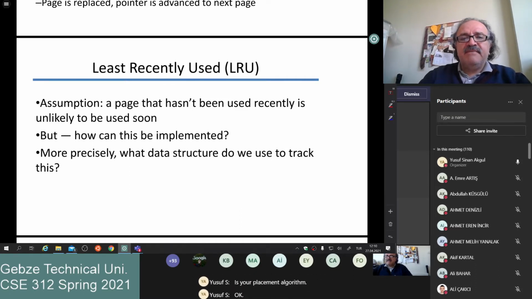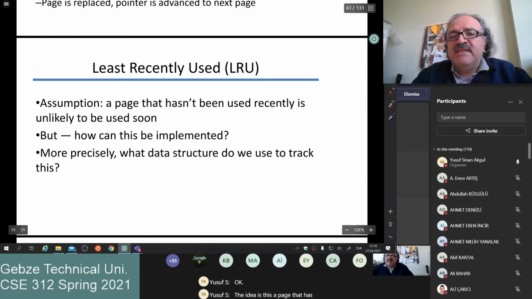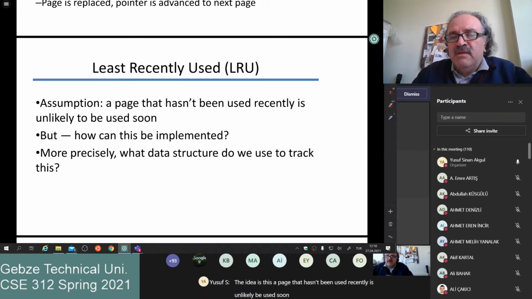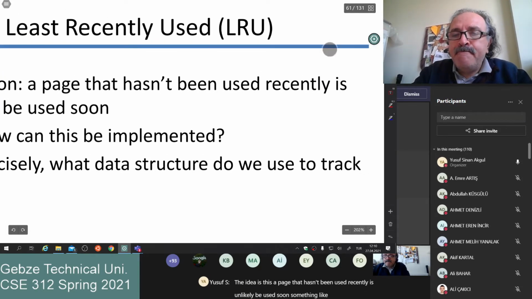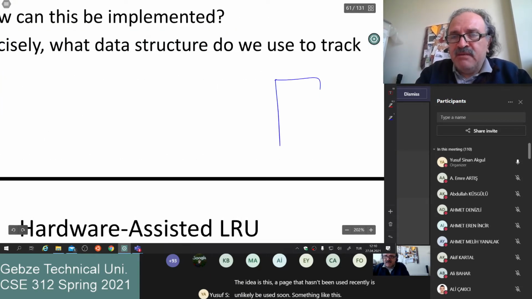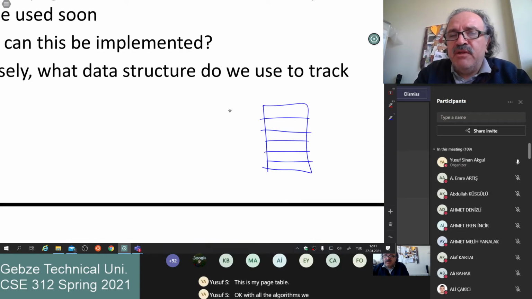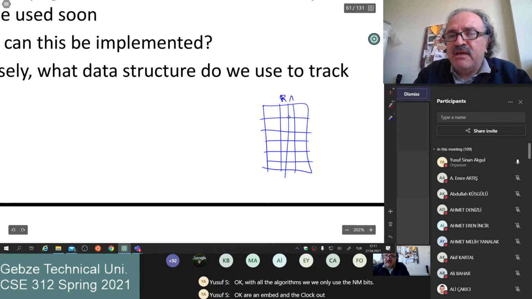The idea is this. A page that hasn't been used recently is unlikely to be used soon. Something like this. This is my page table. With all the algorithms, we only use the R and M bits. And the clock algorithm uses only the R bits.